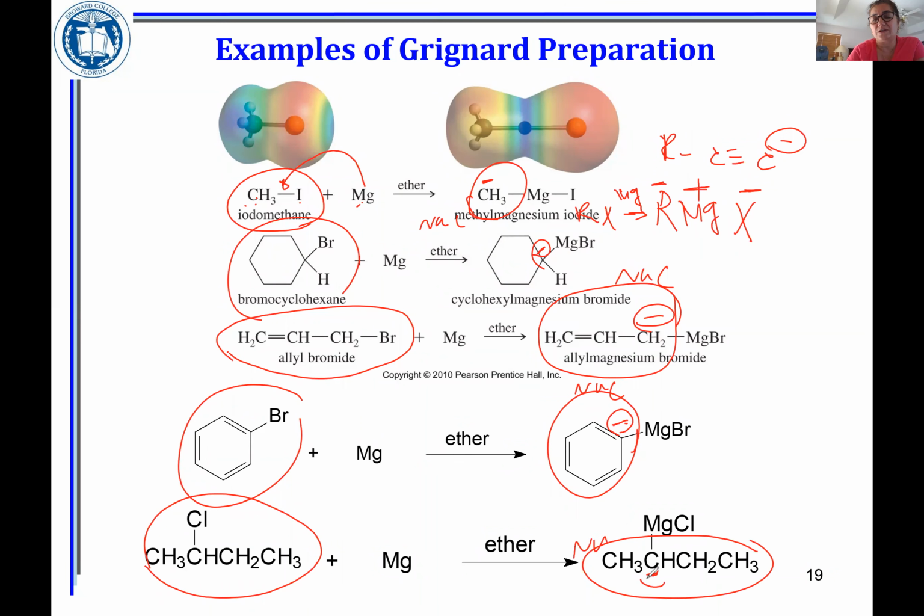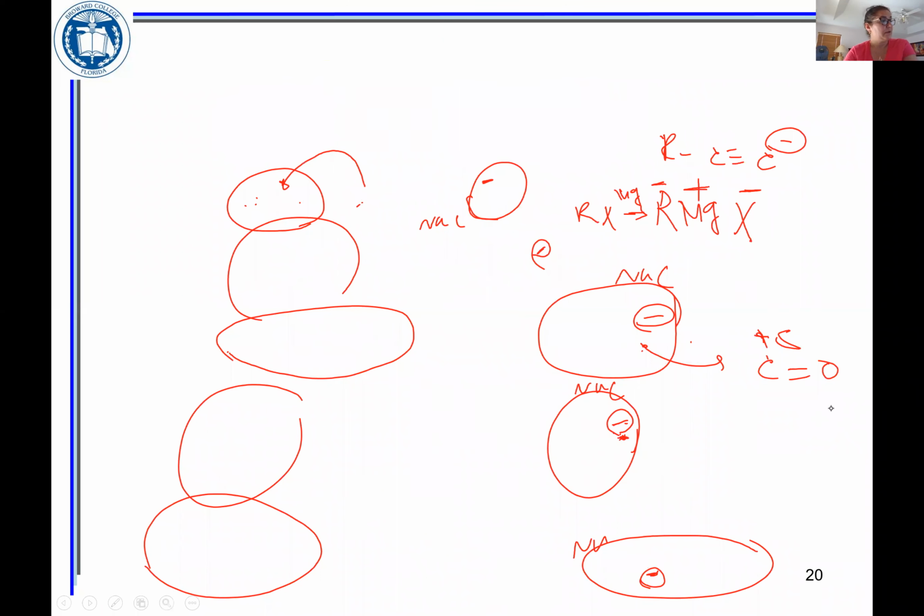Because you have a negative charge on this carbon, the new carbon-carbon bond is going to form from the carbon that is directly attached to the magnesium to the carbon that is partially positive from the C=O. That's the new carbon-carbon bond that is forming.